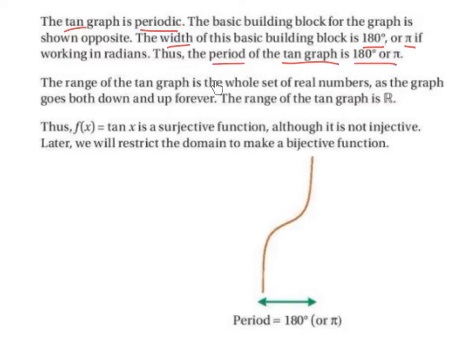The range of the tan graph is the whole set of real numbers, as the graph goes both up and down forever. The range of the tan graph is the real number set. Thus, f of x equals tan of x is a surjective function, although it is not injective. Basically it's surjective because we could draw a horizontal line anywhere we want, and because tan goes up forever and down forever, we would always cross the graph. Later we will restrict the domain to make a bijective function.